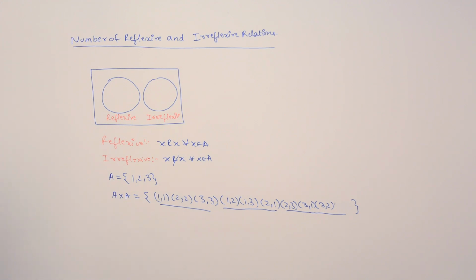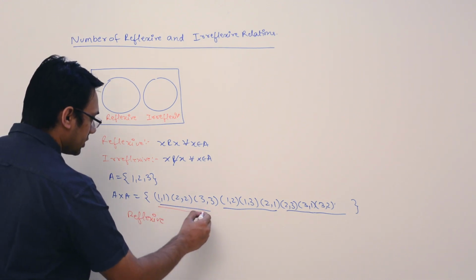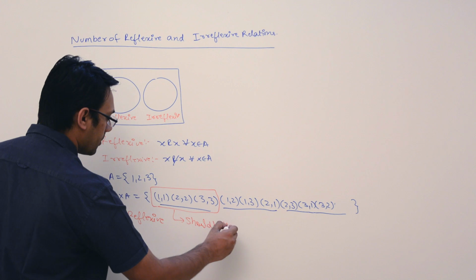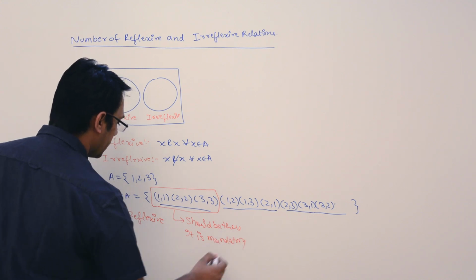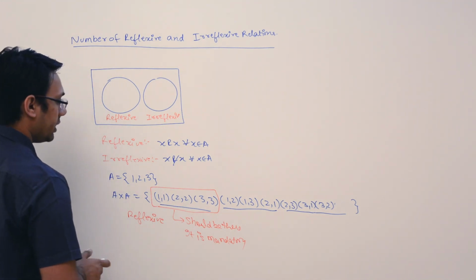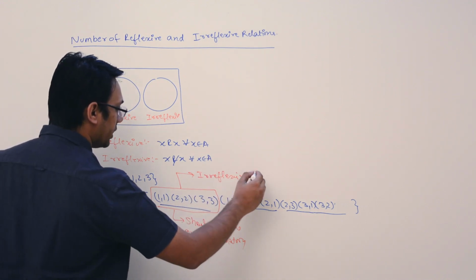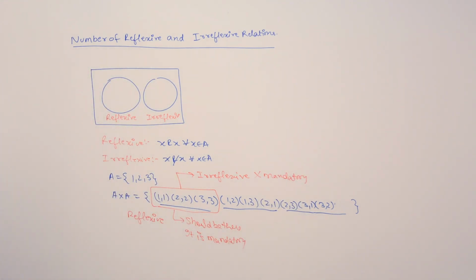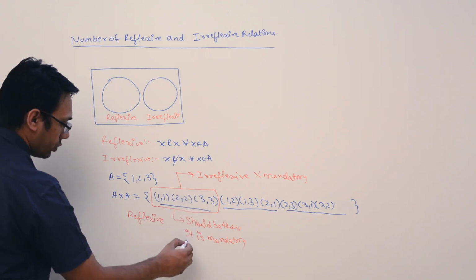For a relation to be reflexive, these ordered pairs should be there, and it is mandatory. And for a relation to be irreflexive, any of these pairs cannot come. They cannot come, and it is mandatory. So you can clearly see that in case of reflexive relations, for these elements we have only one choice.